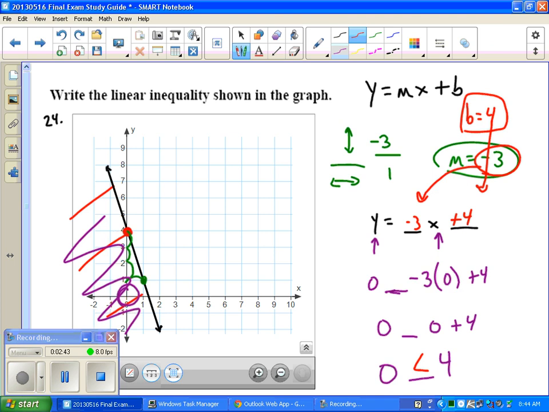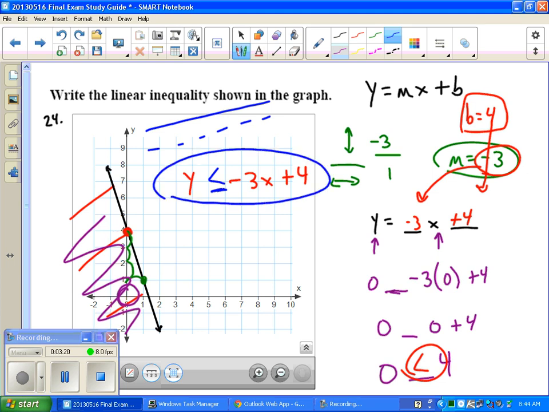So go back to your original equation, y equals mx plus b, and it's y equals -3x plus 4. Take your inequality sign, less than, and plug it in place of the equals. The last thing you have to do is check, is it a solid line, or is it a dashed or broken line? If it were a broken line, we would be finished because it says less than. But it's a solid line, you can clearly see, so we have to make it say or equal to. Y is less than or equal to -3x plus 4.